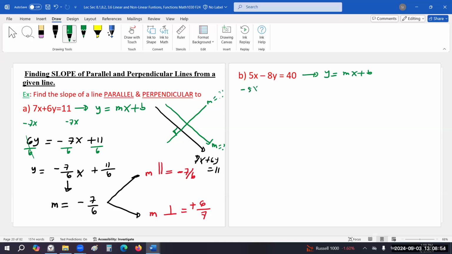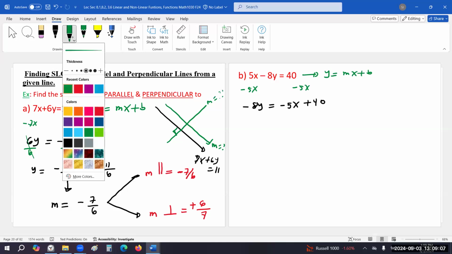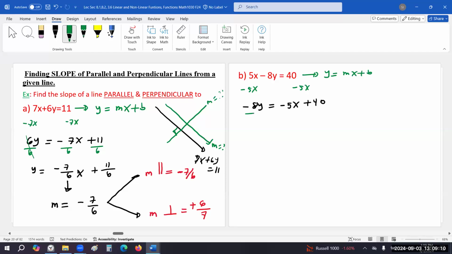So this is the first step. What do you do? We convert this into y equals mx plus b. So what do you do? So we subtract 5x. We get negative 8y equals negative 5x plus 40. Perfect. Then we divide by negative 8. Your y equals 5 over 8 x minus 5.